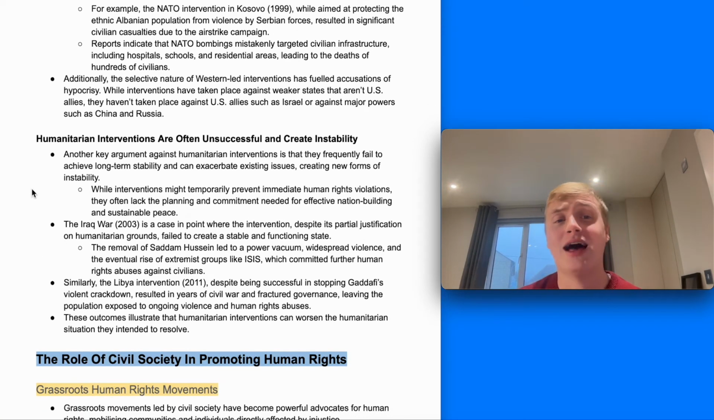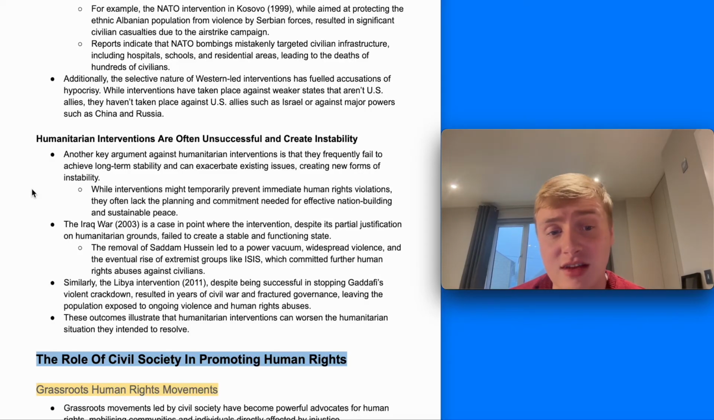And the final key argument is that they often are unsuccessful in creating stability. While interventions might temporarily prevent immediate human rights violations, they often lack the planning and commitment needed for effective nation building and sustainable peace in the long term. You can see that from the Iraq War, where despite its partial justification on human rights grounds, it failed to create a stable and functioning state afterwards. And that can still be seen with a number of militias today and a power vacuum in Iraq today.